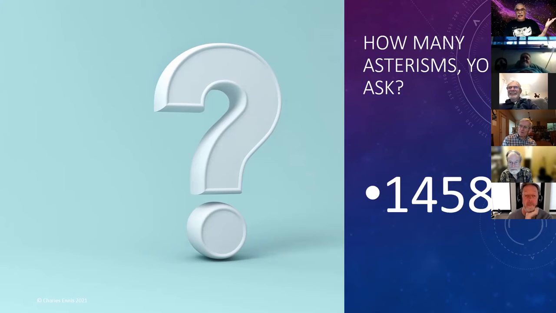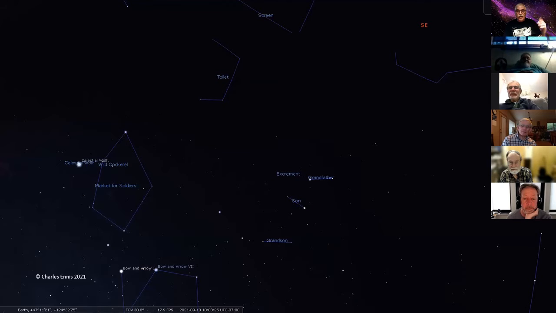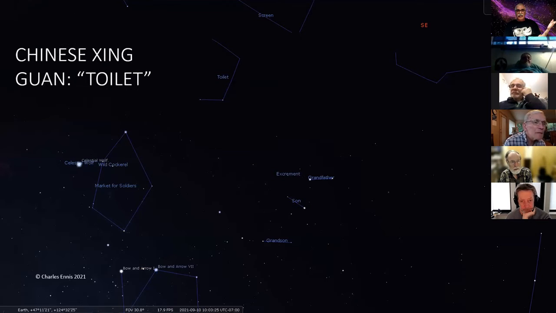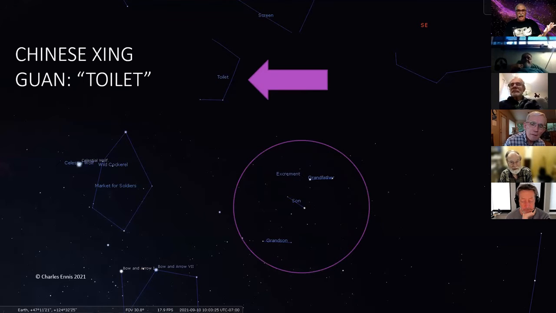But to give you an idea of the kind of stuff, this is Chinese Xinguans, and they have absolutely everything in the sky, including a toilet, right there. And right down here, you find a star which is called excrement, and a circle around it, you find grandfather, son, and grandson. I think there is some sort of a story here about somebody's training, I'm guessing. Anyway, this is going to be a really interesting list.